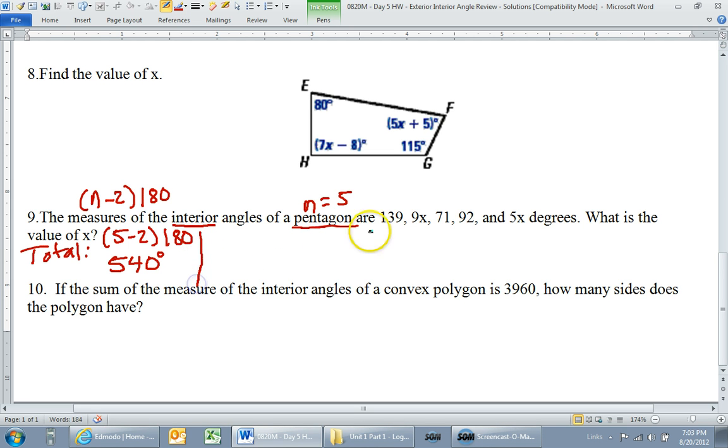Well, if that's the total degrees, and these are the 5 angles, then these 5 angles should add up to 540 degrees. In other words, 139 plus 9x plus 71 plus 92 plus 5x should equal 540.